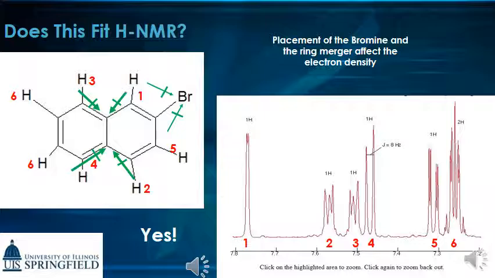So our first proton is going to be located between the merger and the bromine. And as you can see, the electron density is being pulled away by both effects, which is why our proton is so far downfield.